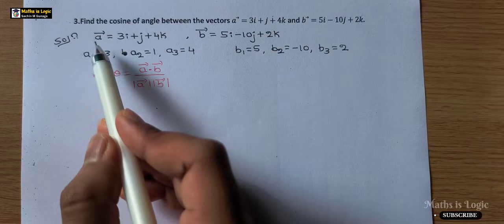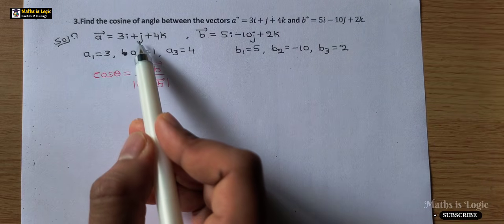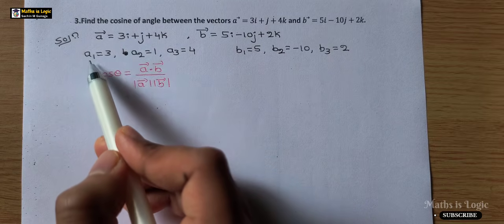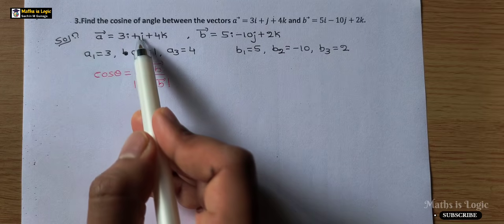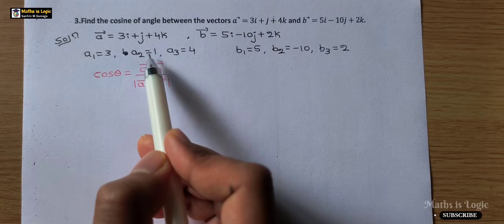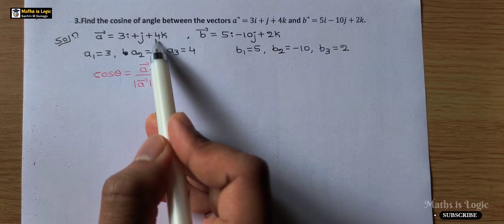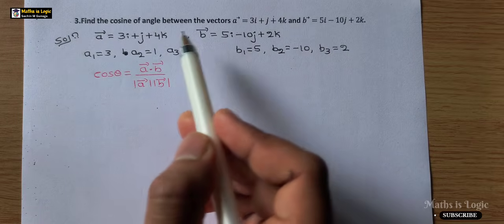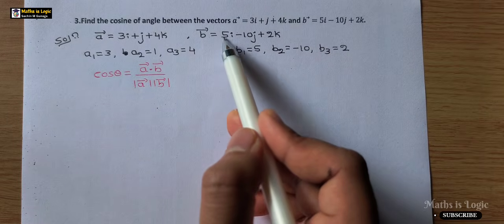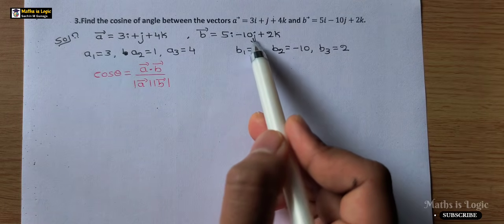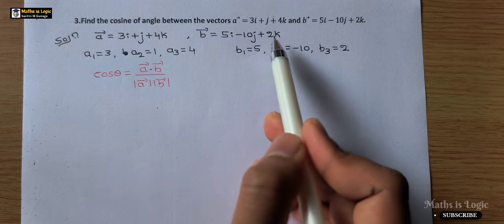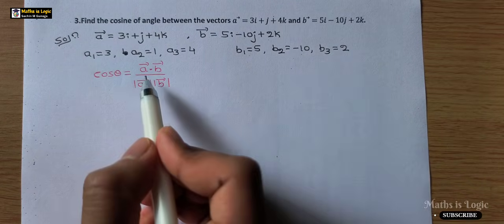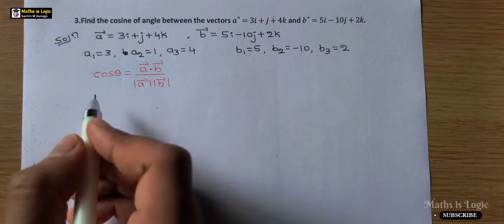Therefore, first note down a vector value 3i plus j plus 4k. I coefficient becomes a1 value, j coefficient, nothing means 1, that becomes a2 value, k coefficient 4 becomes a3 in a vector. Similarly in b vector, i coefficient becomes b1, j coefficient becomes b2, k coefficient becomes b3 value. So first, a vector dot b vector.